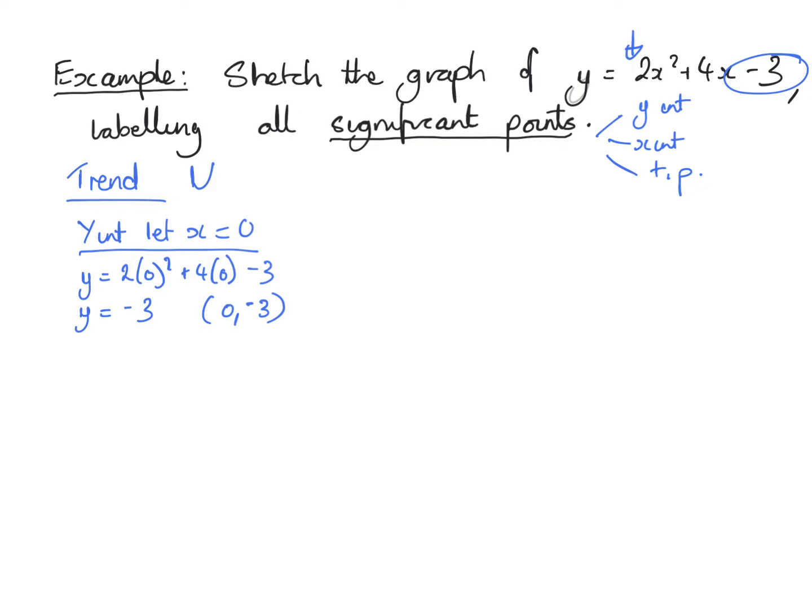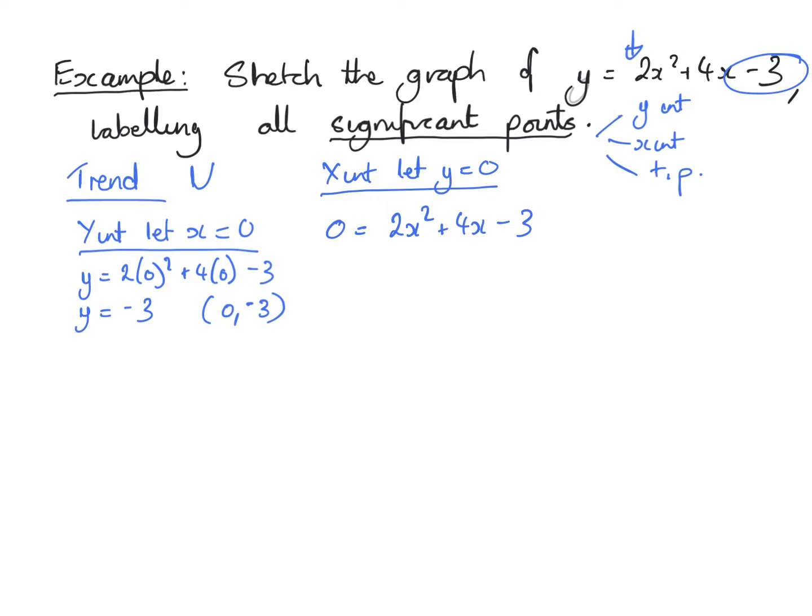All right, next bit, let's find our x-intercepts. And I'll come up here and do that. For the x-intercept, let y equal 0. So we've got 0 equals 2x squared plus 4x minus 3.